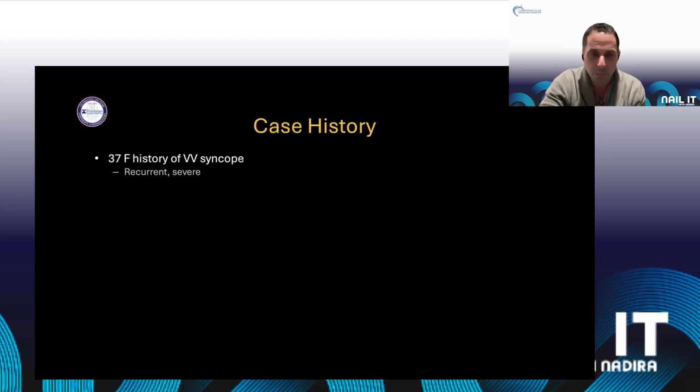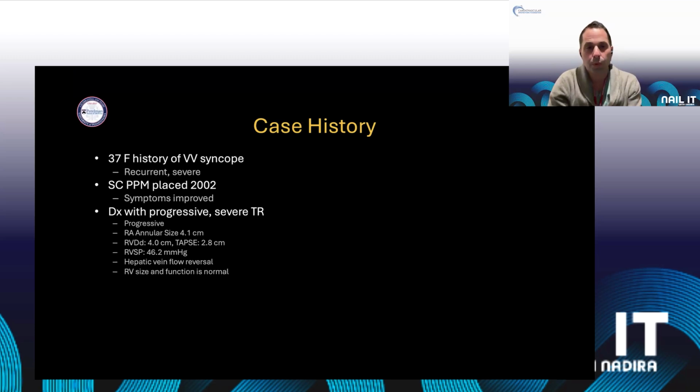It's a 37-year-old woman who had vasovagal syncope many years ago, and a single chamber pacemaker was placed in 2002, and she actually did quite nicely after that. Sometimes these patients do well with pacemakers, sometimes they're not needed. But she was diagnosed with progressive CIED TR. So you can see the echoes through the years increase. So I think Firas is right. I think this was an initial insult, and then it just kept getting worse through the years.